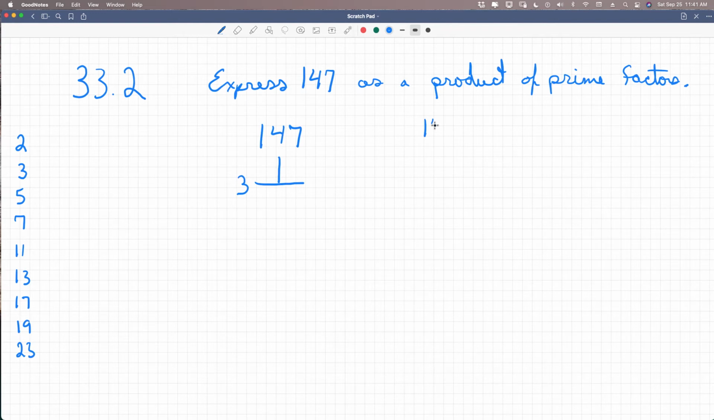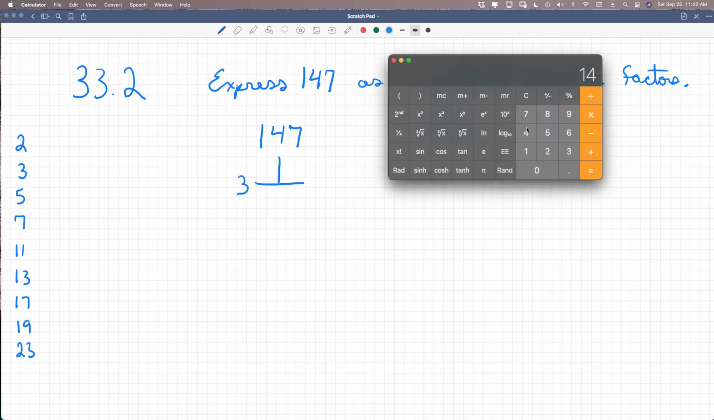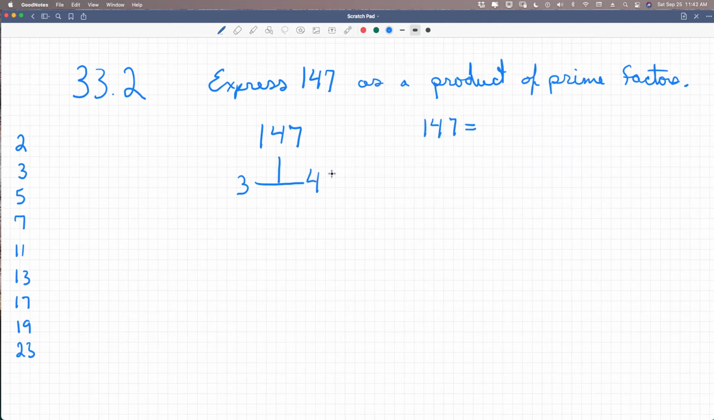And you could even go 147. Go ahead and get it started, equals. And let's bring up our calculator. Let's try 147 divided by 3 equals 49. So we can put 49 here. Now, if you remember your multiplication tables, we know that 49 is 7 times 7.